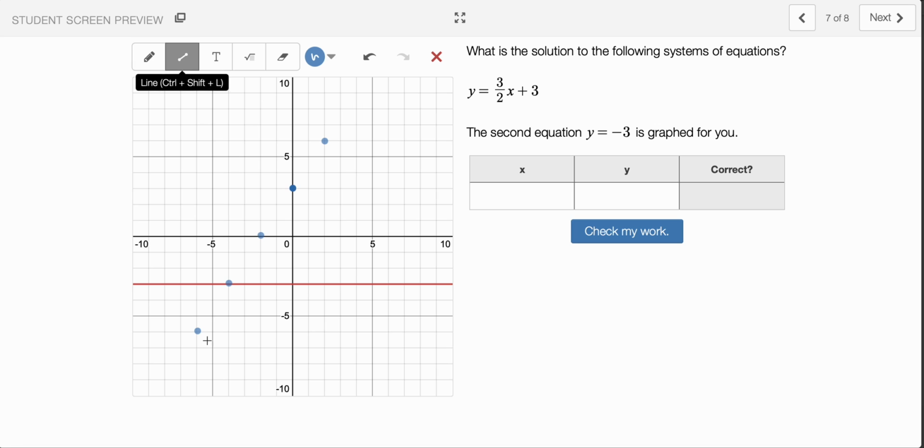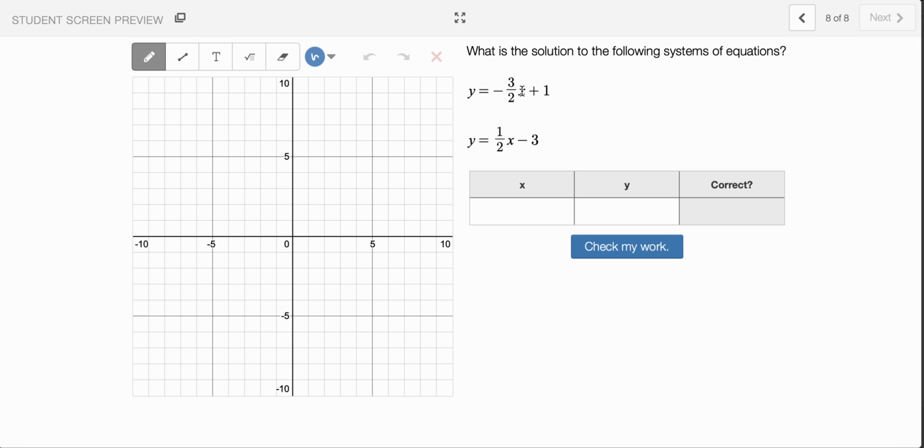Now I can make my line so I can better see the picture. So now I can see exactly where they cross. I see the point, so I went left 1, 2, 3, 4. If I went to the left, is that going to be positive or negative? That's going to be a -4, and then I went down 1, 2, 3. If I go down, is that positive or negative? Negative. So my answer should be -4, -3.